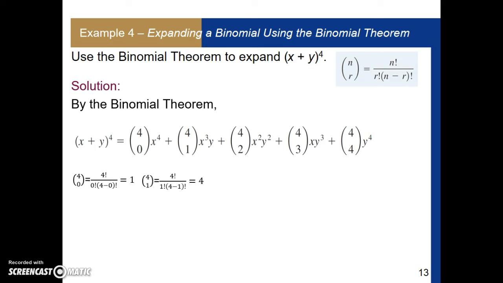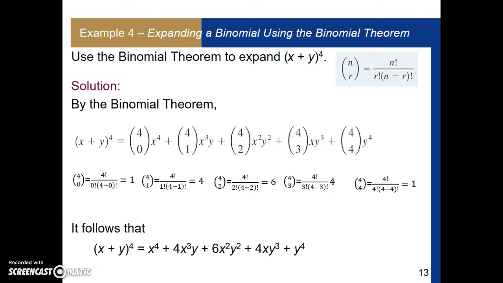For 4 over 1, we get 4 factorial over 3 factorial. So that's 3 factorial times 4 over 3 factorial. Your 3 factorials cancel. And so we continue on with this, increasing our value of r starting at 0 and stopping at 4. So there are all of our coefficients, 1, 4, 6, 4, and 1 right there.